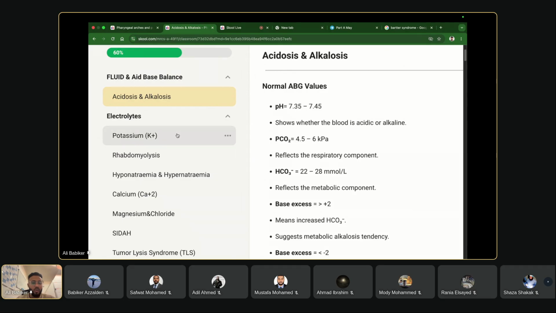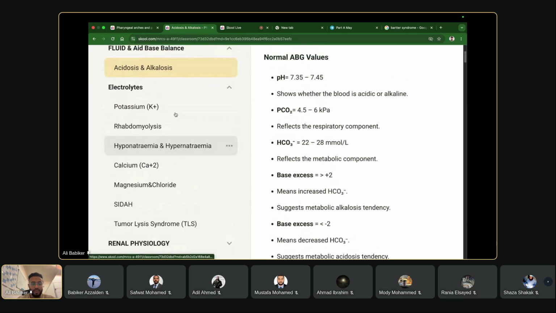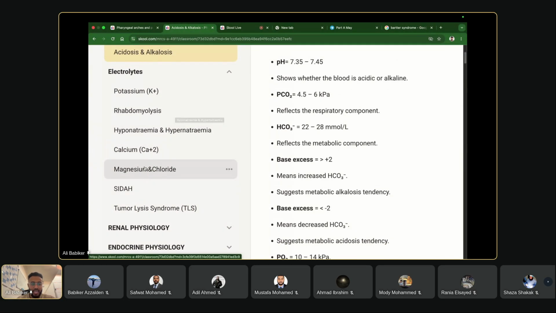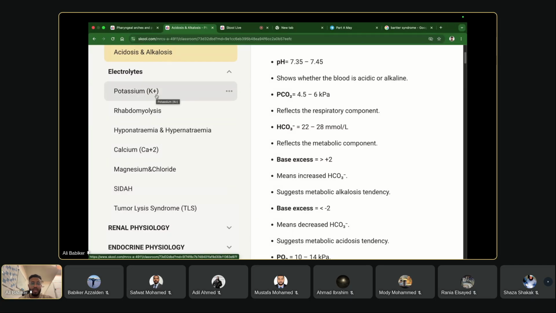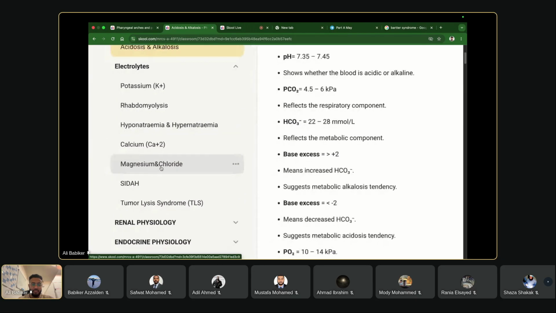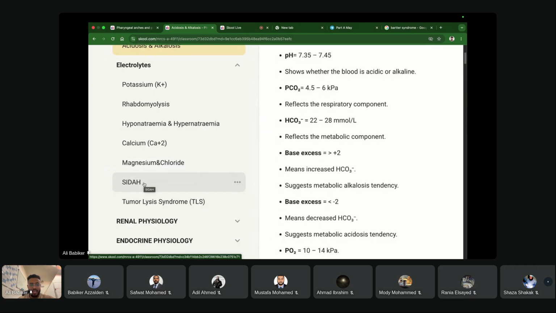All right. Now we're going to tackle the electrolytes. Unfortunately, this is also not easy. However, we'll try to be efficient. Just mention the high yields and then move on. We're going to speak about potassium and its related disorders, then calcium, then magnesium and chloride.